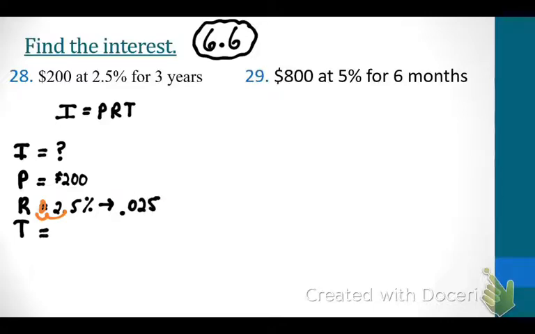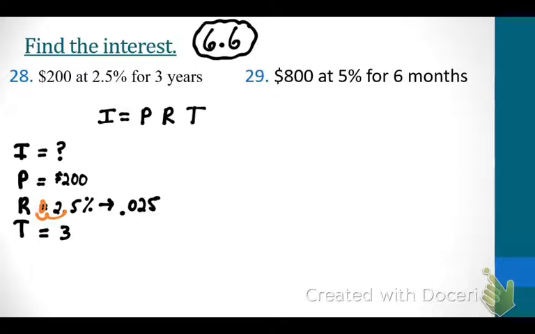Finally, the T, what does that stand for? Time. The time. What does the time have to be in? Years. It has to be in years. Does our original problem say it's in years? Yes, it does. So I can just simply put a 3. Now all I need to do is plug in for this up here, the I, the P, the R, and the T. Let me just move this over a little bit.